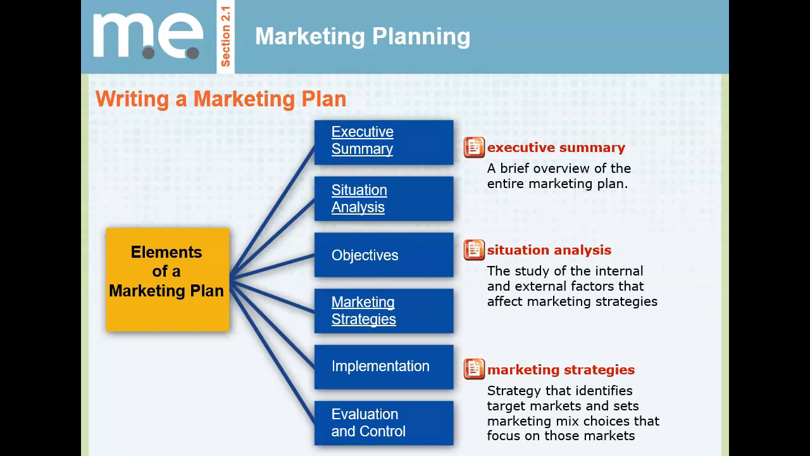From there, we're talking about the situation analysis, and that is the internal and external factors that will impact your marketing strategies. The way we do this is usually with 2 types of analysis that I believe we discussed on Monday. Your objectives, which is what we're trying to accomplish, and marketing strategies, your next vocab word, is the strategy that identifies the target market, and then your marketing mix choices. And your marketing mix choices are your 4 Ps.